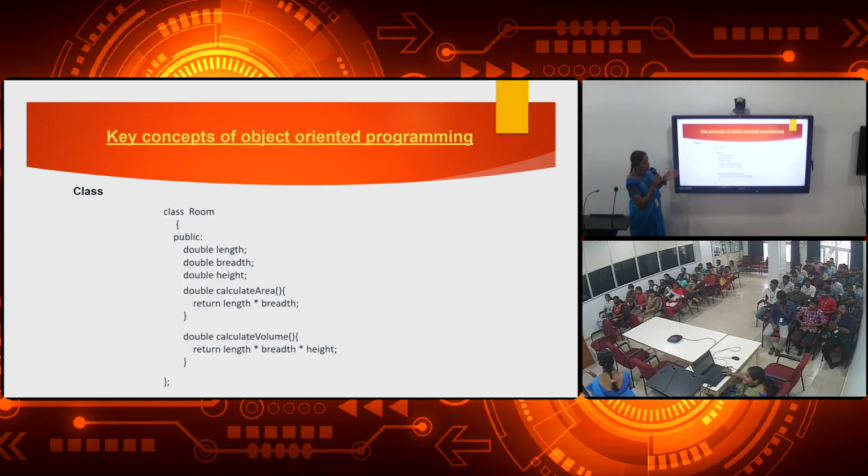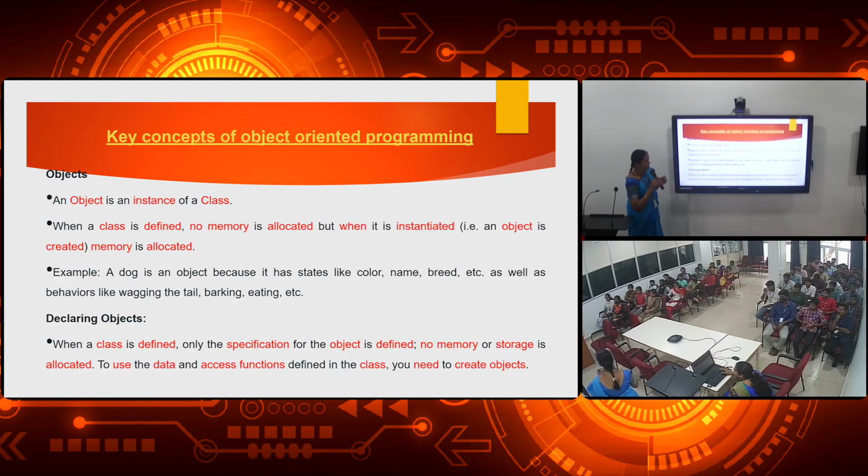So this is an example of a class. The class named Room is a class consisting of the following public data members: length, breadth, height, and it also consists of one method, calculate area, where the definition of the class method is also given here, multiplying the length and breadth, and it returns the area of the class object.